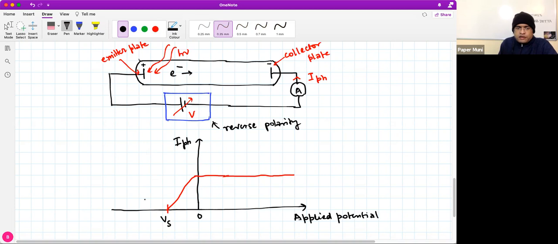At this point you can see that IPH is zero. That means no electron is reaching the collector plate. Now this one is the maximum photocurrent.